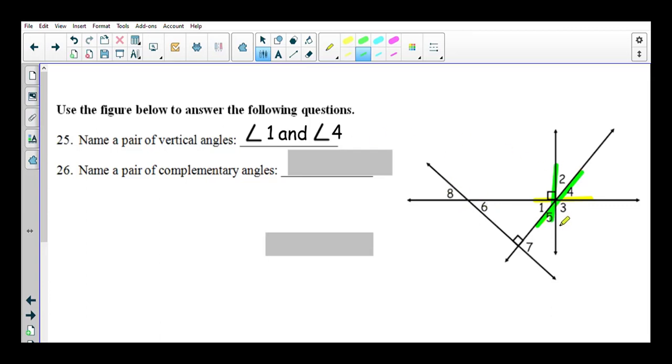So you've got 2 and 5, 1 and 4, or 6 and 8. You also have 3 and the right angle here, but there's no name for that angle. So we're just naming these again with the numbers that are inside the angles.